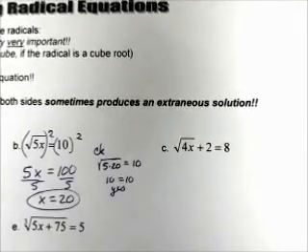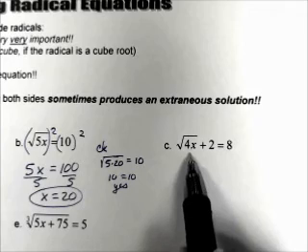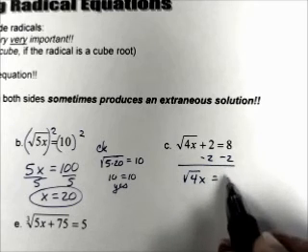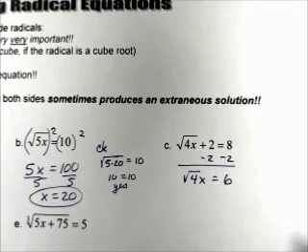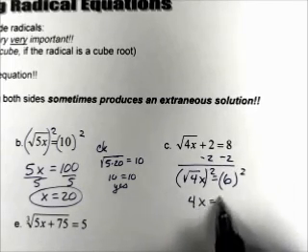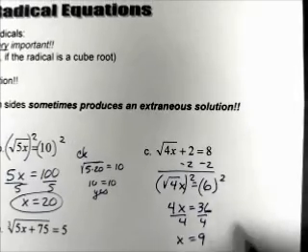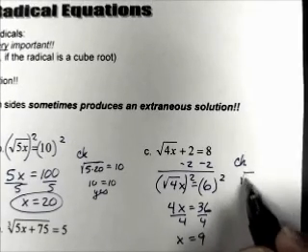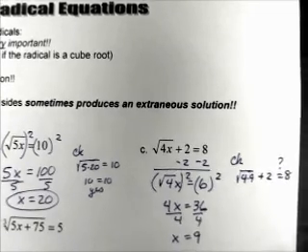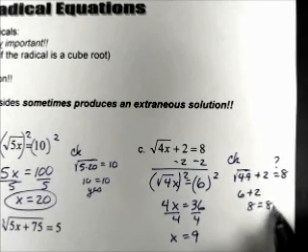C. The square root of 4x plus 2 equals 8. Solving this, first isolate the square root of 4x, so we subtract 2 from both sides. The square root of 4x equals 6. Radical is isolated, so square both sides. 4x is equal to 36. Divide by 4. X equals 9. Check. Does the square root of 4 times 9 plus 2 equal 8? 4 times 9 is 36. The square root of 36 is 6. 6 plus 2 is 8. 8 equals 8. So that checks.